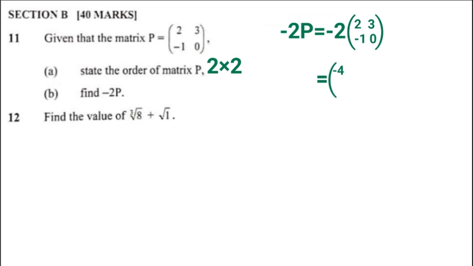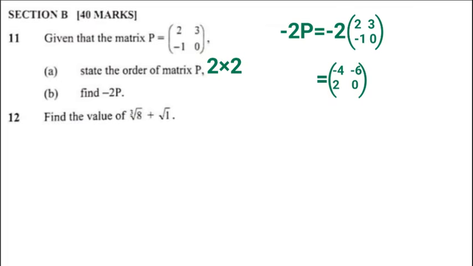-2 by 3 will give me -6. Then -2 by -1 will give me +2. -2 by 0 will give me 0. Okay, so the value of -2P is [-4, -6], [2, 0]. That is the matrix we have formed. Okay, now we can go to question 12.